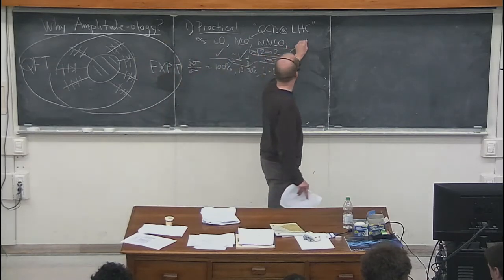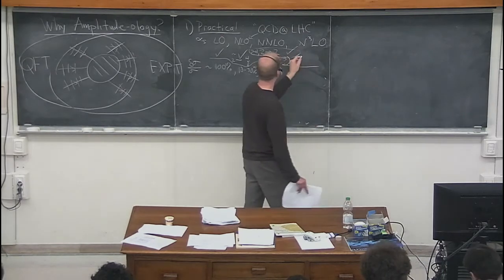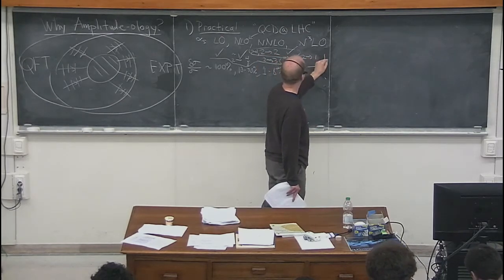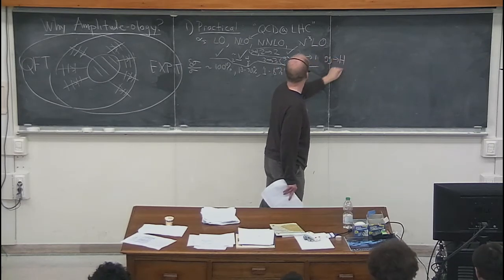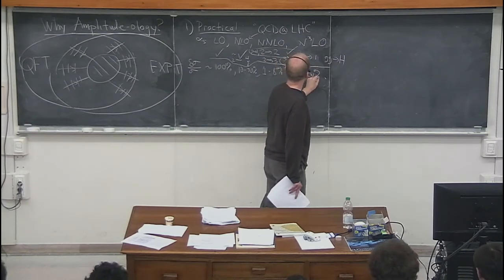And then there's N cubed LO, for which we only know one process at present. That's a 2 goes to 1 process, which is gluon gluon goes to Higgs. And now that you're getting down to a few percent in theoretical uncertainty.